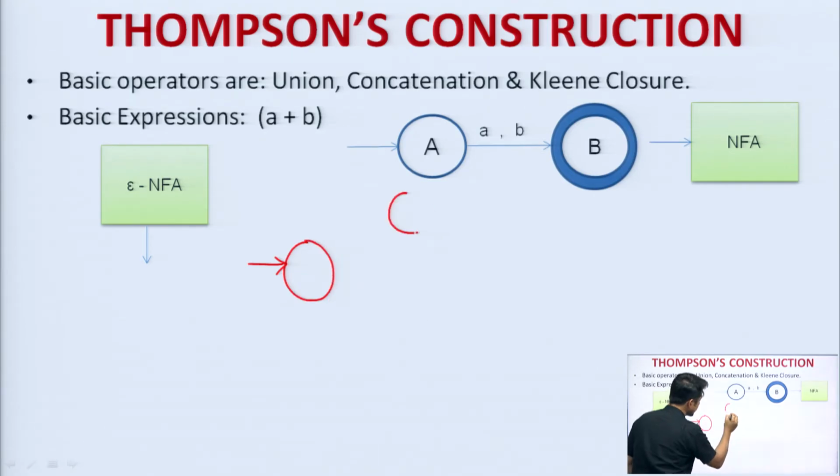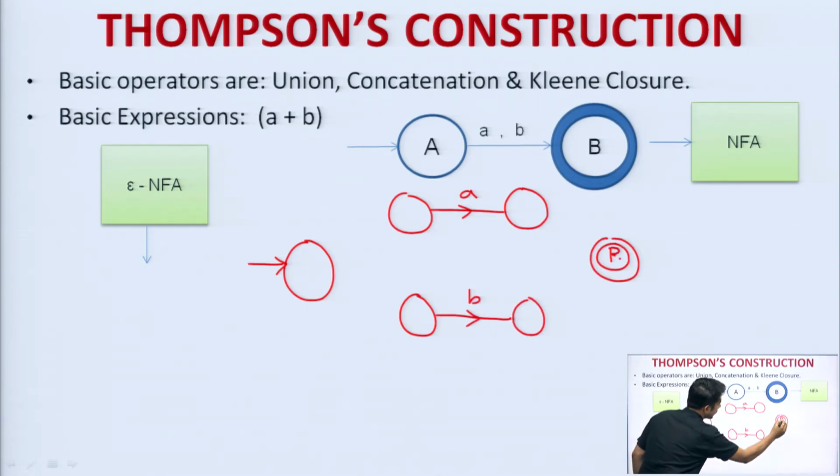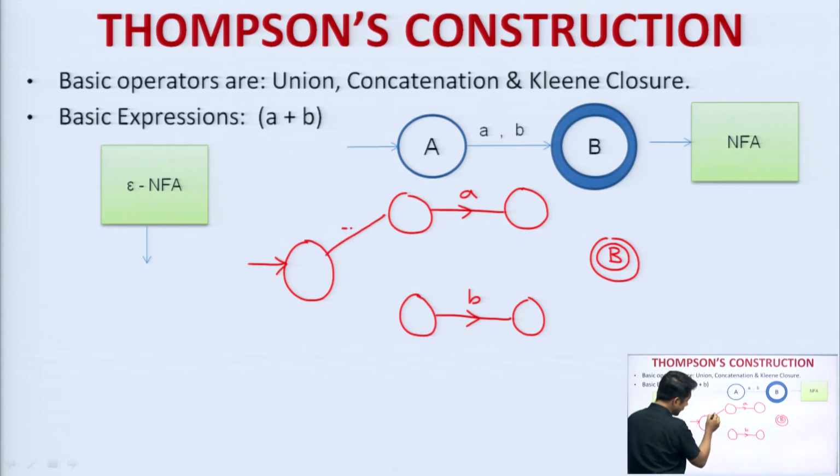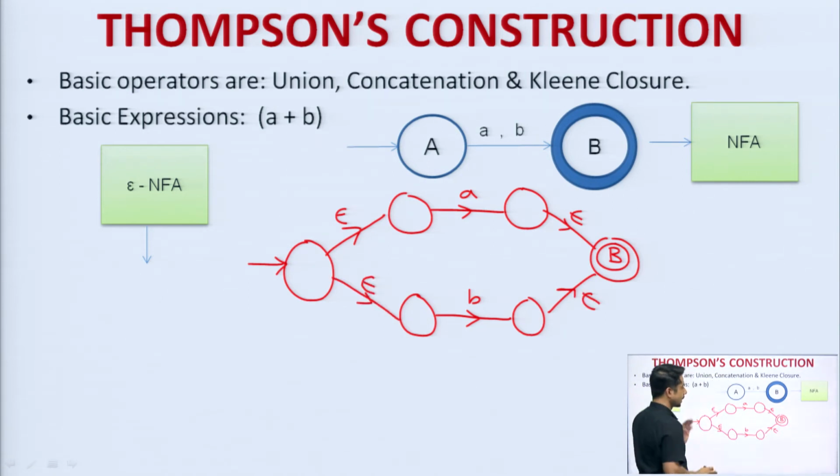So, for one state there will be an A, and for one transition there will be a B, and this will be the final state. But in order to reach it, we will just use an epsilon transition, that is it. This is the general concept of drawing epsilon NFA for A comma B or A plus B.